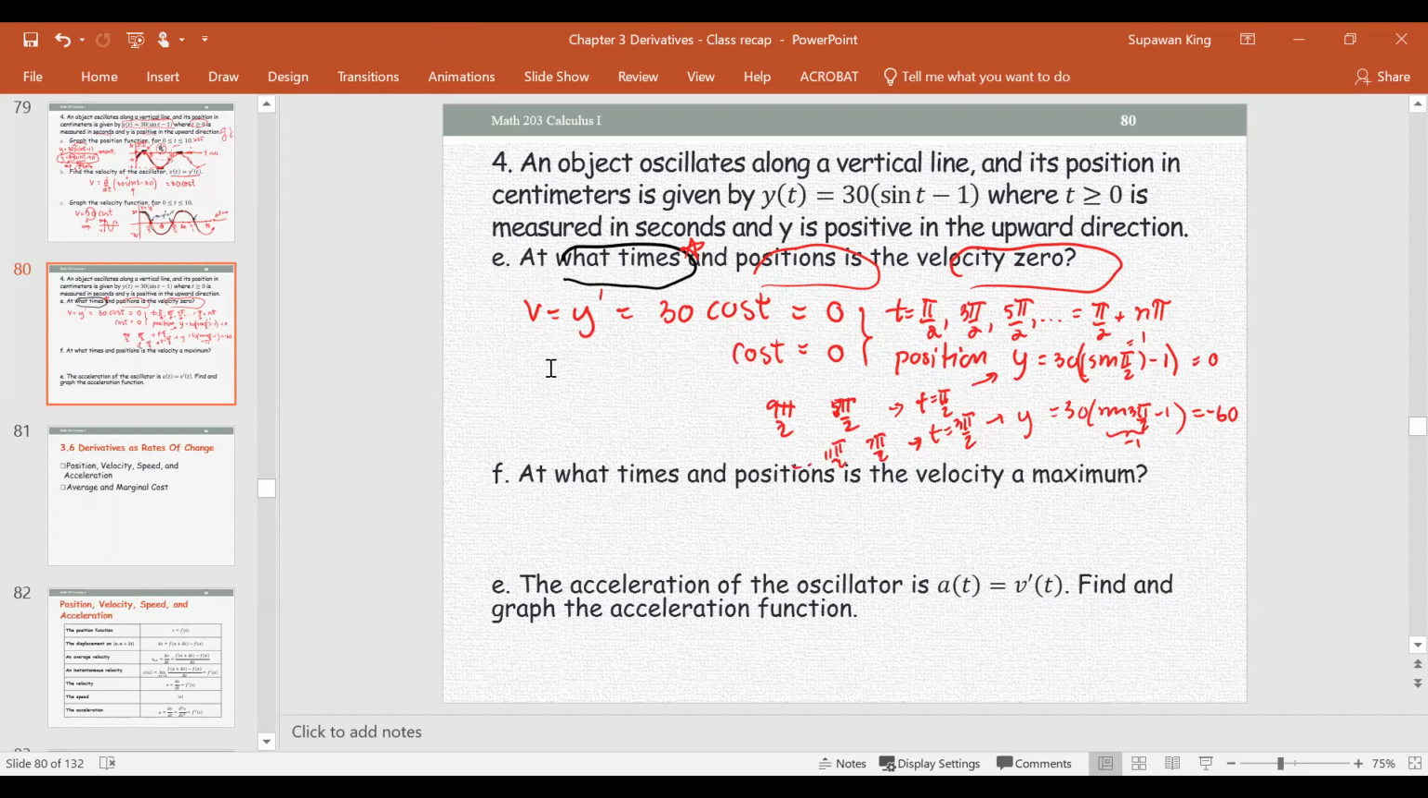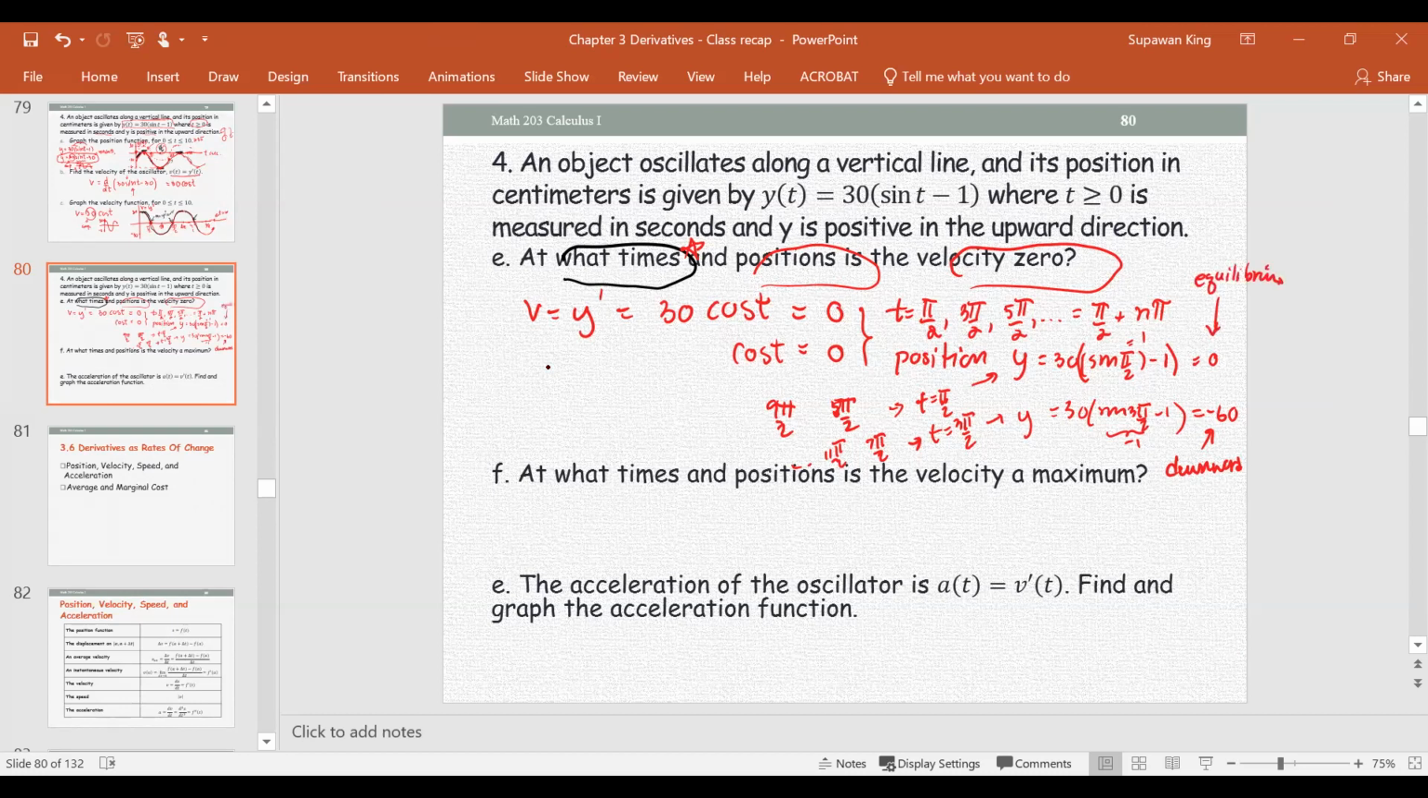So you break them up into 2 sets of points of time. For one set of points of time, the position is going to be 0. For the other set of points of time, the position is negative 60. That means the direction is going downward. Okay, negative means downward, and 0 means at the equilibrium position.